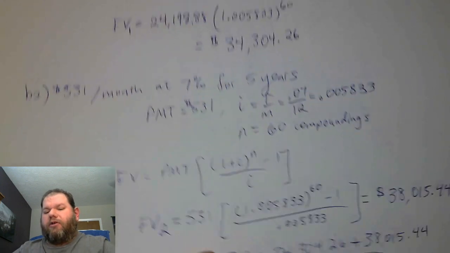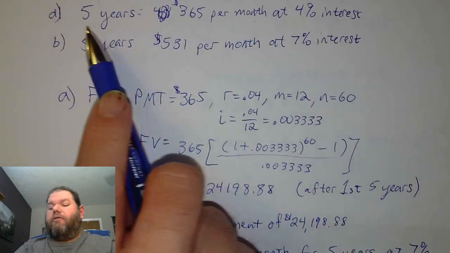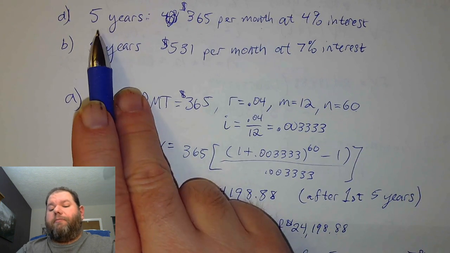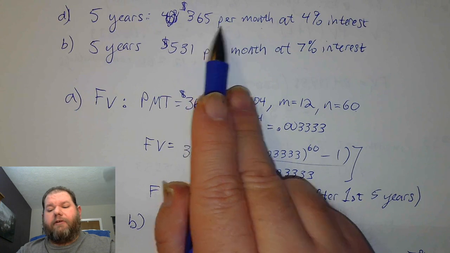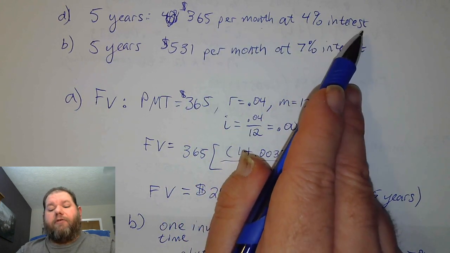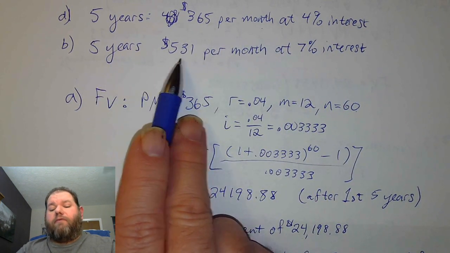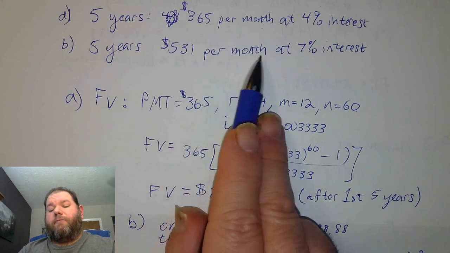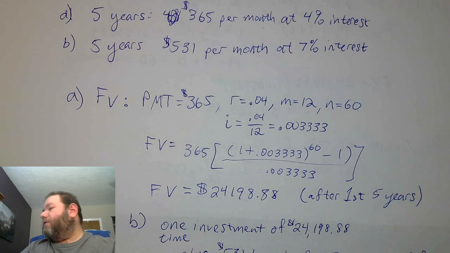So just to kind of go over what we did one more time. We had two parts to this problem. Basically, one 5-year investment where it was a $365 deposit every month, earning 4% interest in the account. And after that 5 years, we took that money and invested it into another account for 5 years where we also deposited another $531 per month. Again, this earning 7% interest.